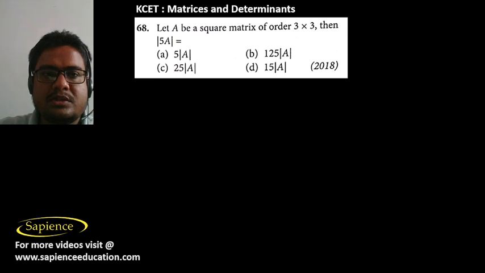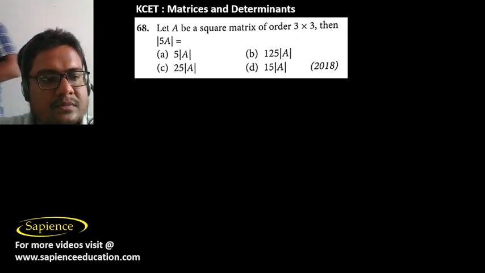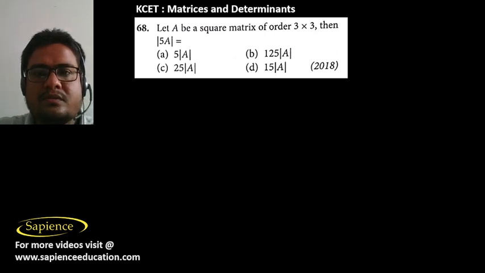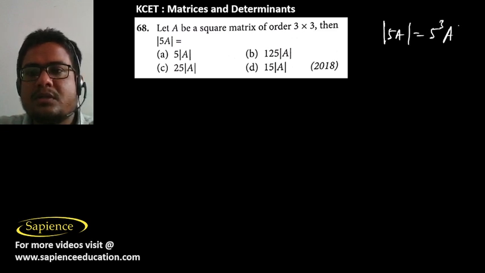Then in question number 68, it is told that A is a square matrix of order 3 cross 3. Then what is the determinant of 5A? That will be equal to 5 to the power 3 into the determinant of A, which is 125 times the determinant of A. So option B is the correct answer.